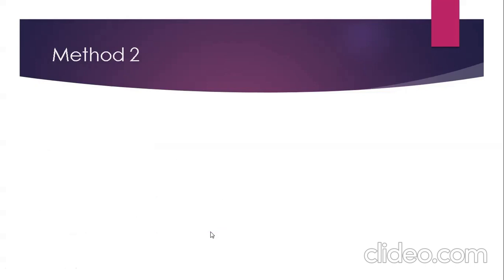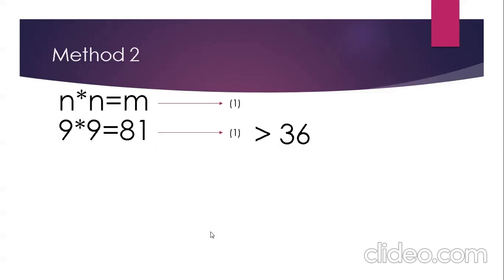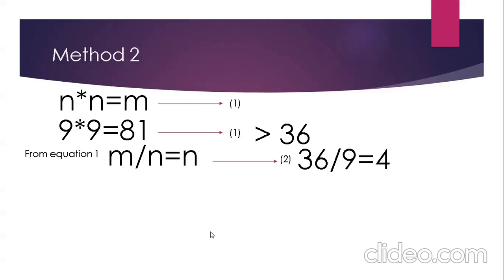Now from equation 1, you can make another equation, like m divided by n is equal to n, correct? Using the first equation, we can generate this, m divided by n is equal to n. We will substitute the values: 36 divided by 9, you get another value which is 4. So you got 4 now.